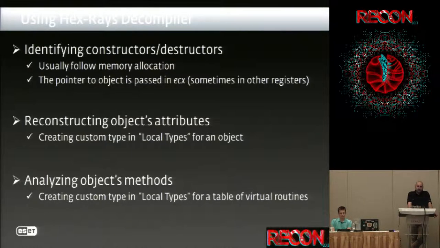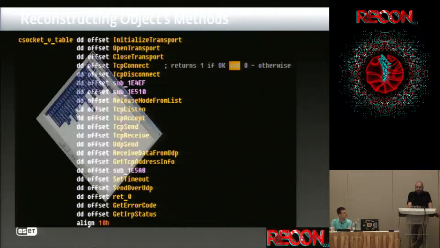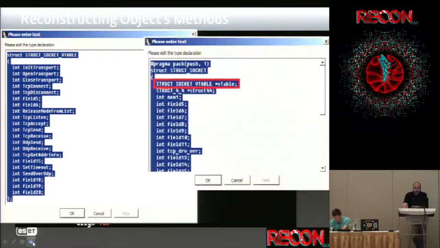In our case, we used the Hex-Rays decompiler and added local types with a C structure for each object. Sometimes it works well, but sometimes we need to do dynamic analysis to calculate exact calls in virtual tables. With huge virtual tables, it does not work so well. For example, take this virtual table and manually reconstruct it. It looks like this. We add in IDA a C structure.